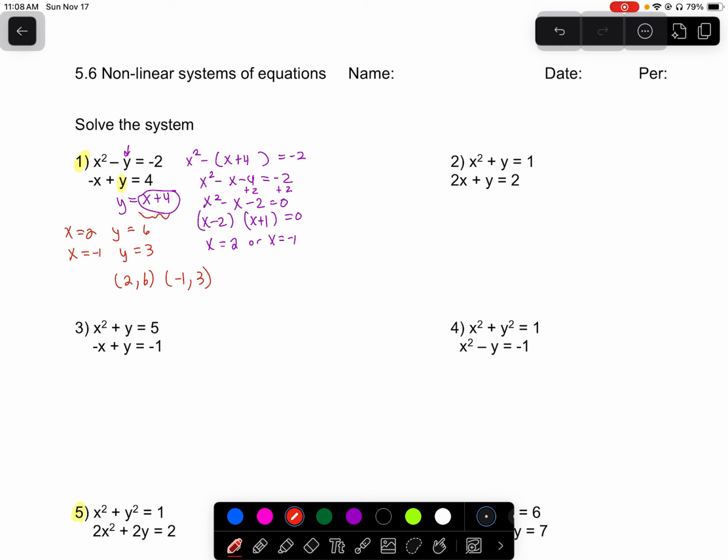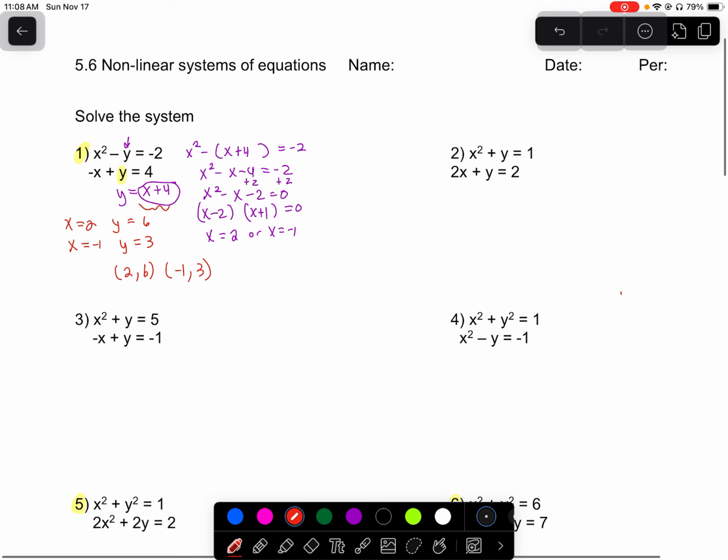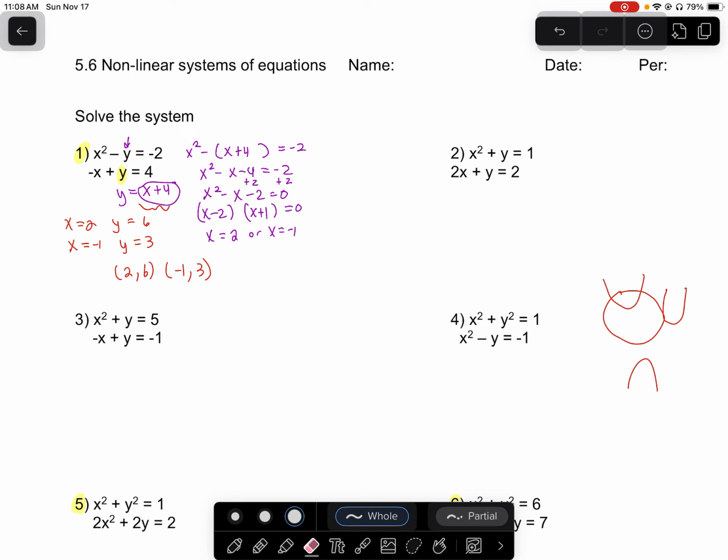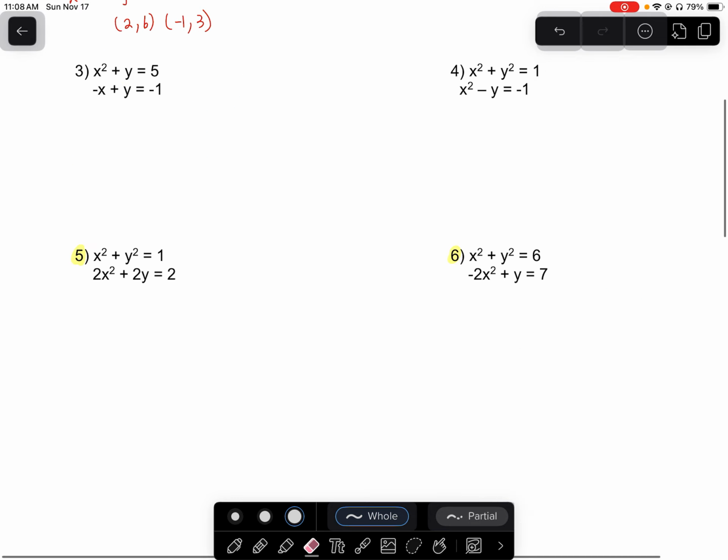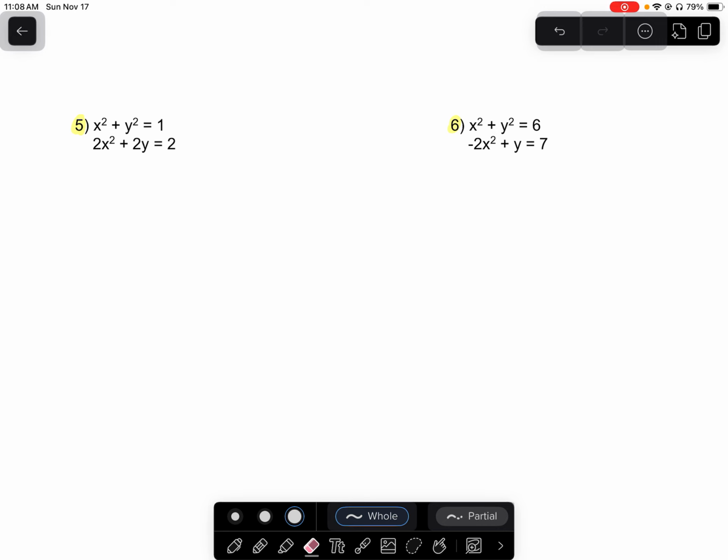Okay. Now, 2 is a similar problem. We've got a parabola and a line. Same thing for 3. Now, 4, technically that is a circle with radius 1 and a parabola. So it could hit it twice. It could hit it once. Or it could maybe not hit it at all if it's too low or too high. So I'm going to have you try 2, 3, and 4. And then the last ones I want to do are 5 and 6. So let's talk about 5.